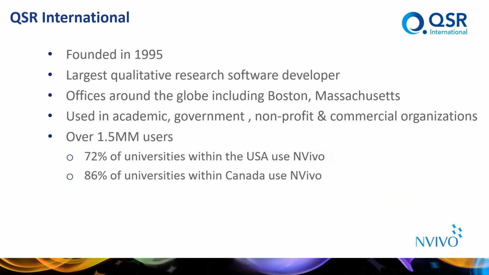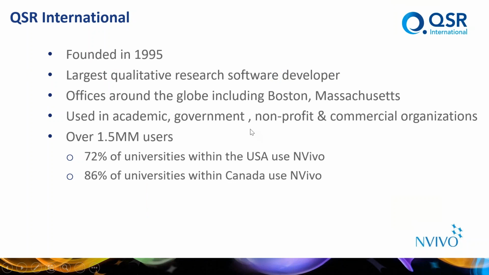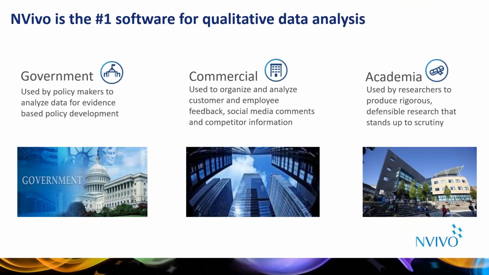So QSR International was founded in 1995. We're the largest qualitative research software developer. We have offices around the globe, including the UK, Melbourne, Australia, and where I'm located in Boston, Massachusetts. We're used by academic, government, nonprofit, and commercial organizations. We have over 1.5 million users worldwide, with 72% of universities within the United States using NVivo and 86% of universities within Canada using NVivo as well.